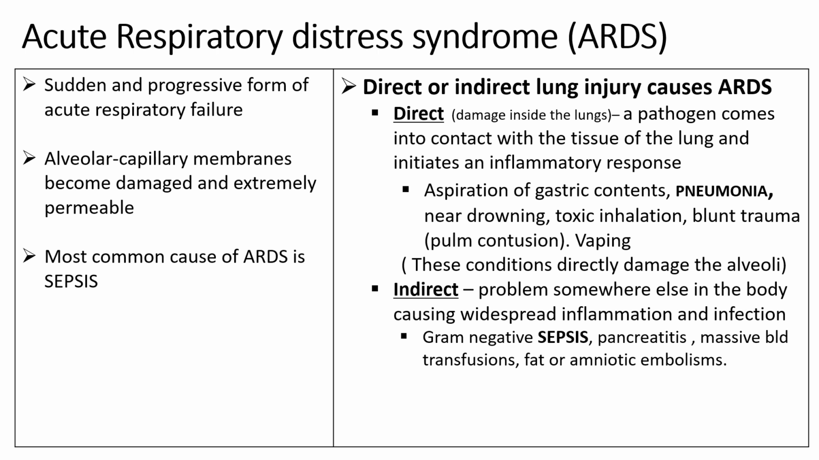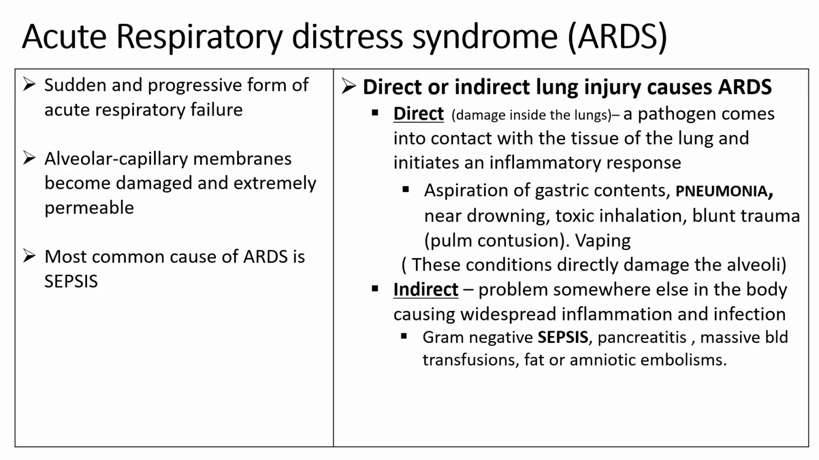Pneumonia, which is infection, triggers intense inflammation. Near drowning, where water damages the alveolar surface. Toxic inhalation, like smoke, chemicals, or any fumes. Blunt chest trauma can cause pulmonary contusion, injury to the lungs. Even vaping injuries, which we've seen more frequently in recent years. These conditions directly irritate, inflame, or even destroy the alveolar capillary membrane, causing fluid leakage and poor oxygenation.